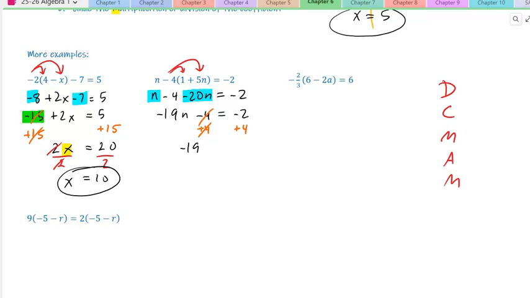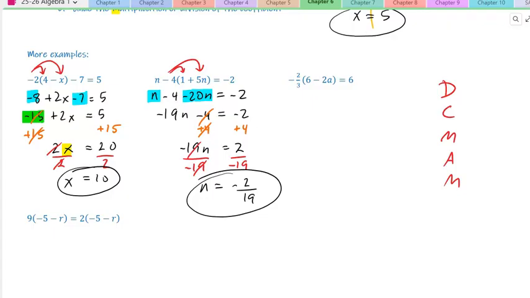So now I have -19n equals -2 plus 4 is 2. And now I'm going to divide both sides by the coefficient. I have to undo the multiplication. So I'm going to divide by the coefficient, which is -19. Those two cancel each other out, and n is equal to, wow, 2 divided by -19. Well, that's fairly straightforward. That's just -2/19. And that one is done. We ended up with a fraction answer, and that's okay.